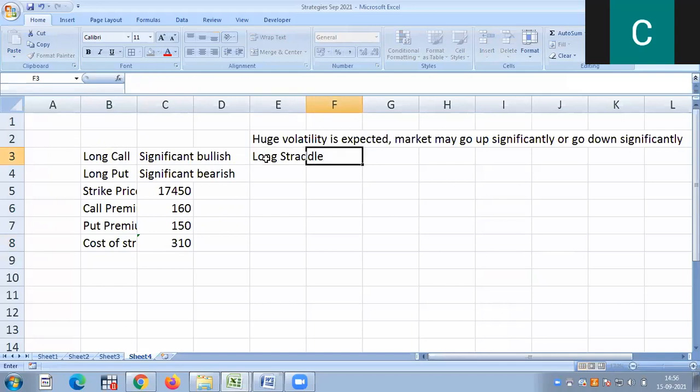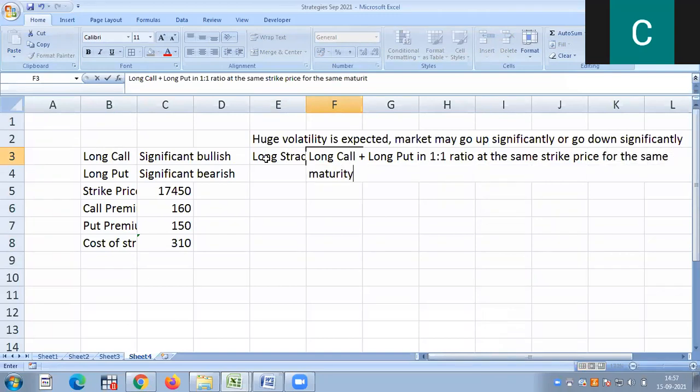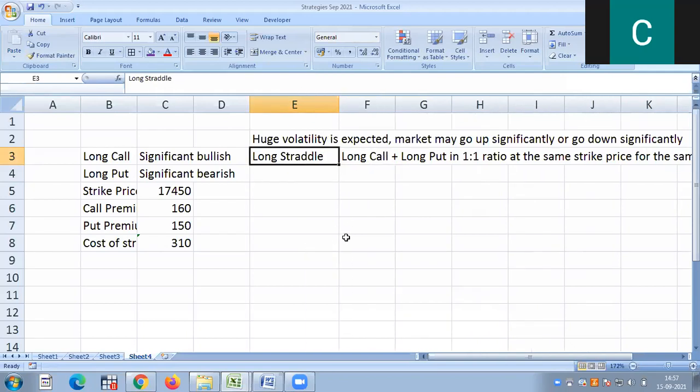What is long straddle strategy? Long call plus long put. In what ratio did you buy call option and put option? 1:1 ratio. Is the strike price the same? Are you taking different strike prices for call and put? At the same strike price, did we change the maturity or are we taking the same maturity? Same maturity. For the same maturity, when we do this, we say that we have taken a long straddle position.